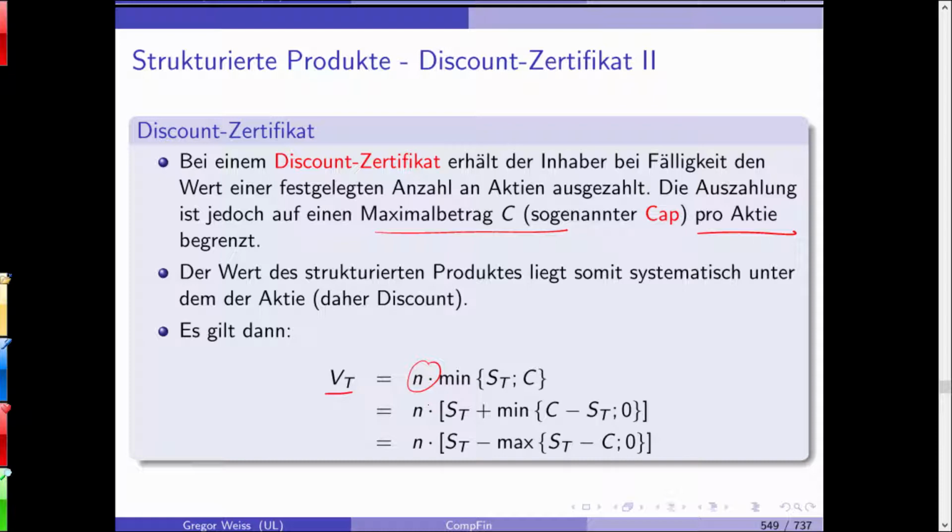This is the difference. And you can see that although this seems quite simple, you get the stock price or a cap, and if the cap is lower, this can easily be transferred into this here. It's N times the underlying minus N times the maximum of S_T minus C or 0, and again we see this is a simple call option with C as a strike.